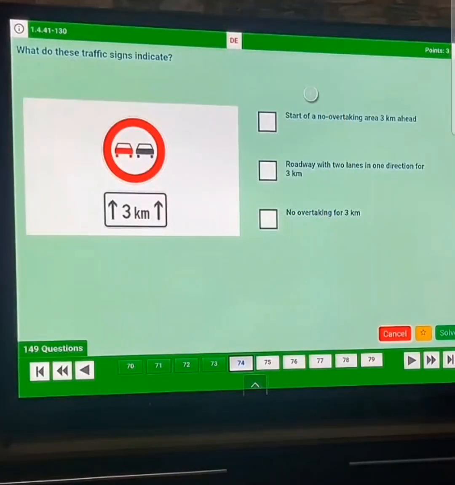What does this traffic sign indicate? The start of no overtaking area 3 kilometers ahead? No. The roadway with 2 lanes in one direction? No. No overtaking for 3 kilometers. Okay.